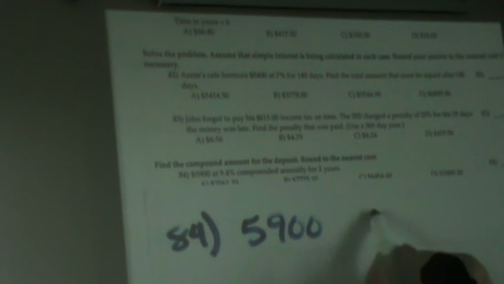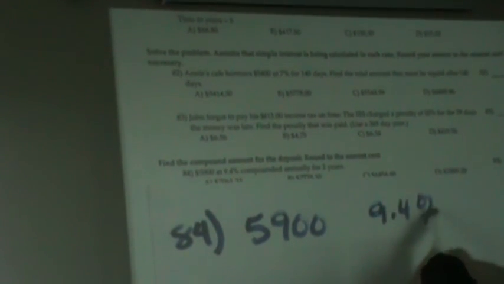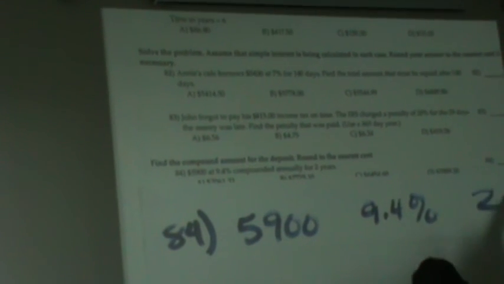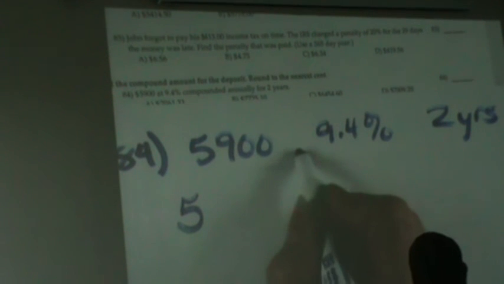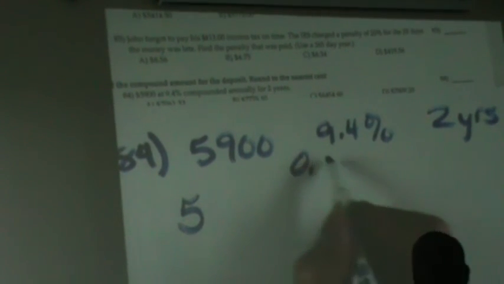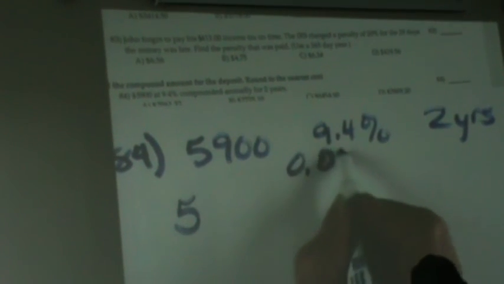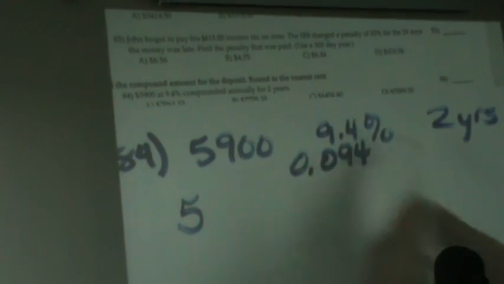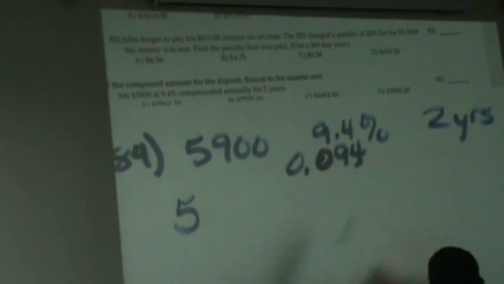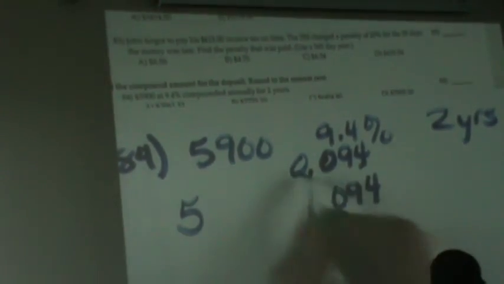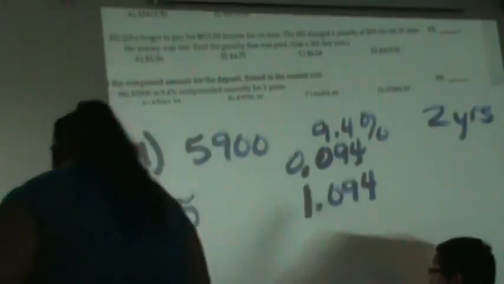Okay, compound amount for 5900 at 9.4%, compounded 2 years. What are we going to do with those numbers? You're going to turn the percent to decimal. If we turn this to decimal, you would get, add one. Yeah, we have to add the 1 too, right? Yeah. This is a decimal, 0.094, so we have to add the 1. So don't forget to put the 1 in front, that's very important.